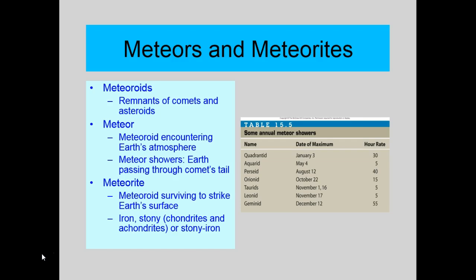Junk left from comets or asteroids that we run into. Okay. Before we run into it, they're meteoroids. When we run into it, they're meteors. If they strike the surface, they're meteorites.